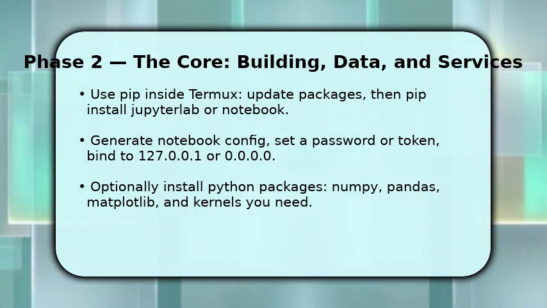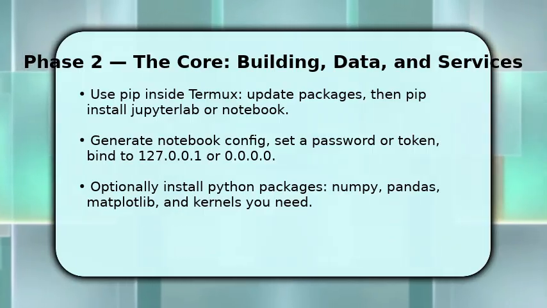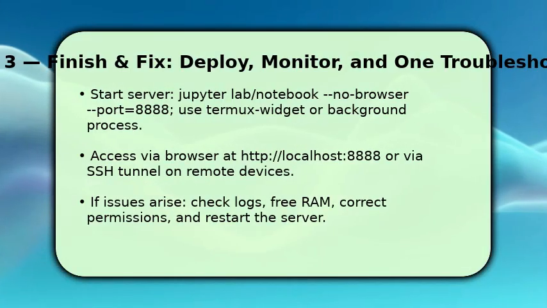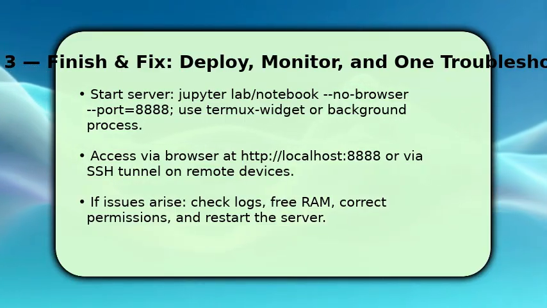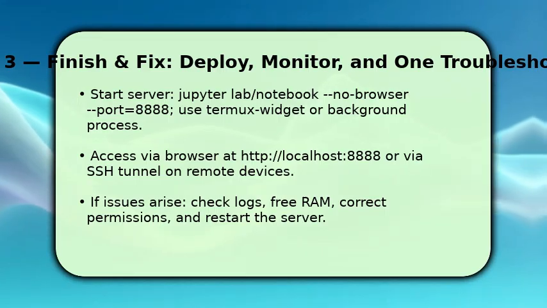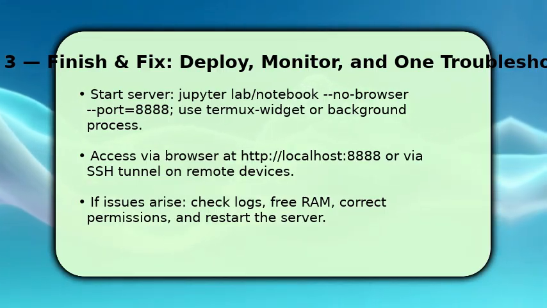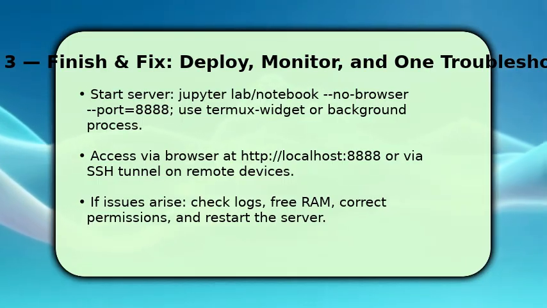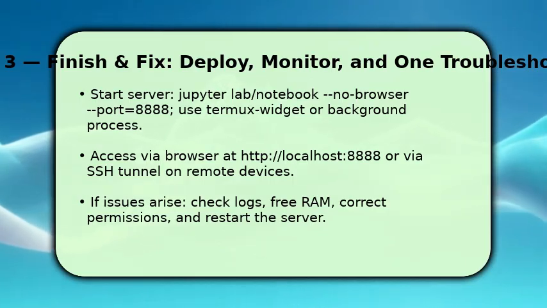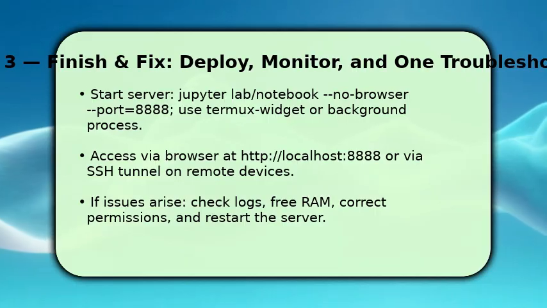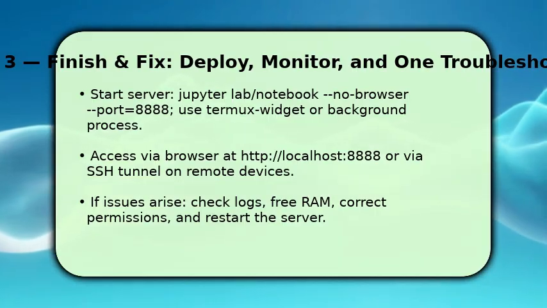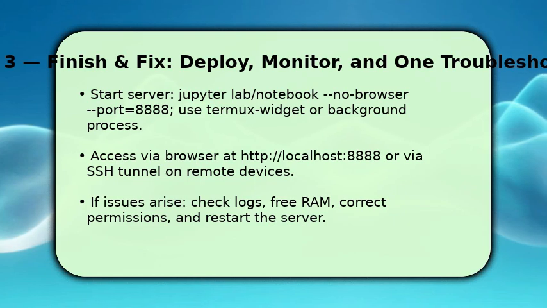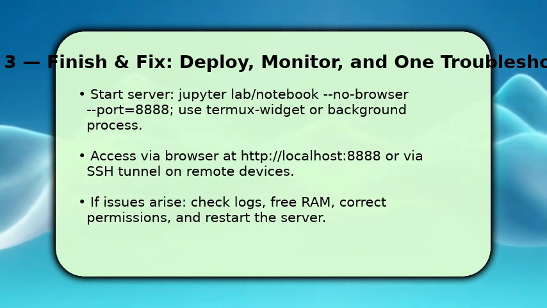You finish by launching the server. Run JupyterLab or Notebook with no browser and specify port equals 8888 so it stays in Termux. Once running, open Chrome on the device and go to http://localhost:8888 or create an SSH tunnel from another device to forward port 8888. Make sure file permissions allow writing to your notebook folder. If something breaks, check the server logs for errors, confirm you have enough free RAM, and restart Termux.